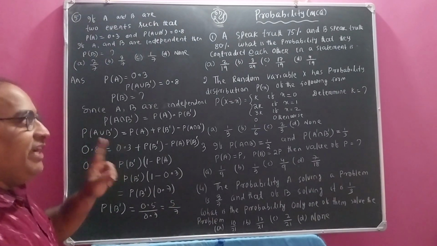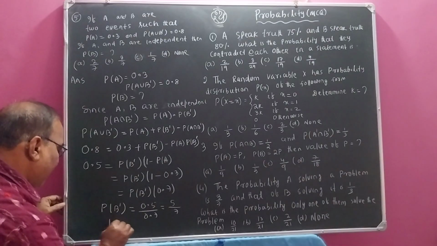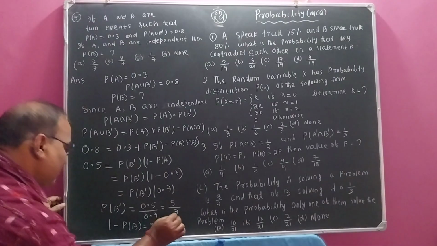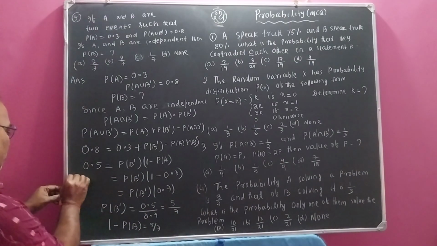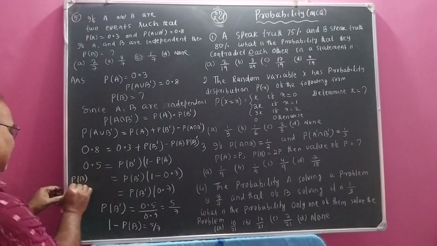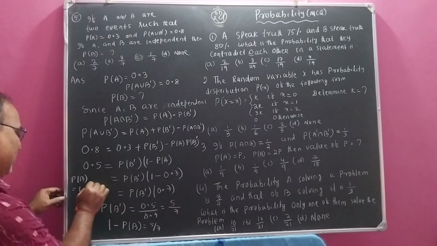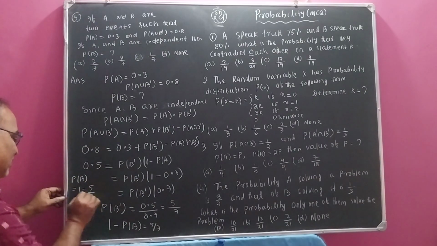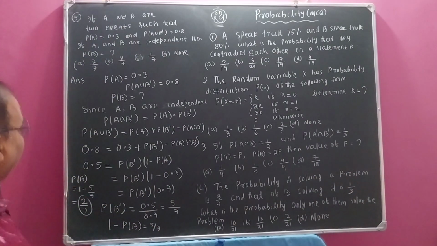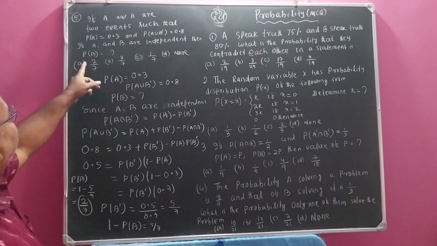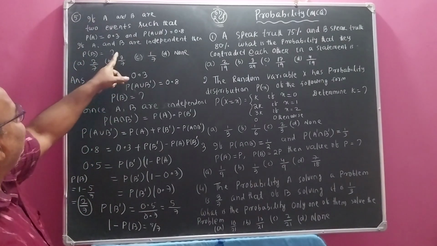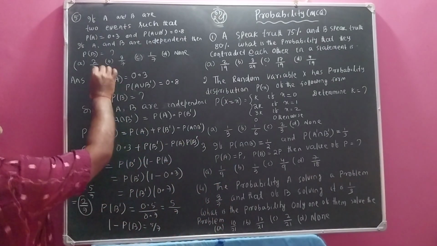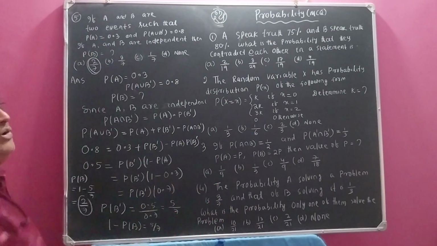Okay. Probability of B dash is equal to 1 minus probability of B, which is equal to 5 by 7. So probability of B is equal to 1 minus 5 by 7. So that is 7 minus 5, 2 by 7. So the correct answer is 2 by 7. Okay. So in our choices, 2 by 7, 3 by 7, 1 by 7, unknown. So the correct answer goes to choice number A, 2 by 7.